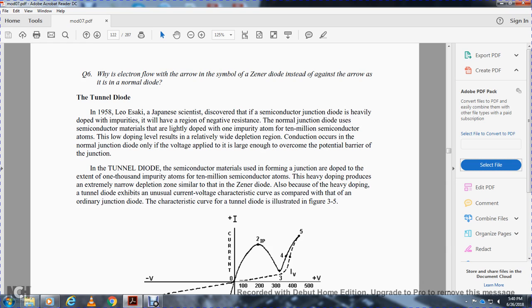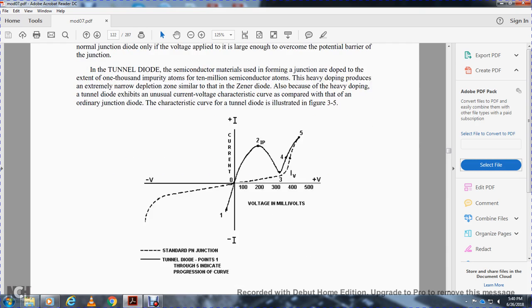The tunnel diode junction is doped to the extent of about one part in a thousand impurity, compared with one in 10 million for the normal diode. This doping procedure produces an extremely narrow depletion zone, similar to the Zener diode. Because of the heavy doping, the tunnel diode has an unusual current-voltage characteristic curve compared with an ordinary junction diode. The characteristic curve of the tunnel diode is shown in Figure 3.5.